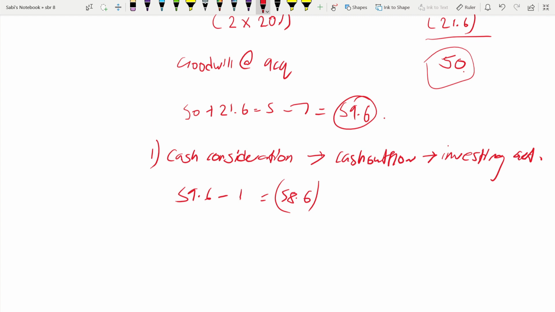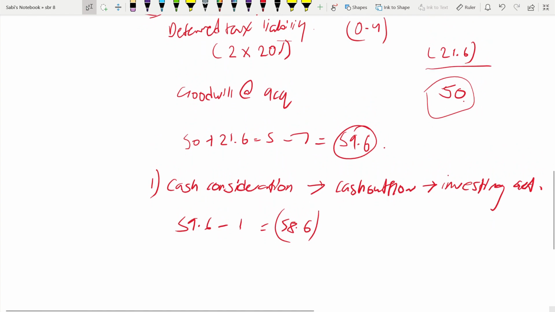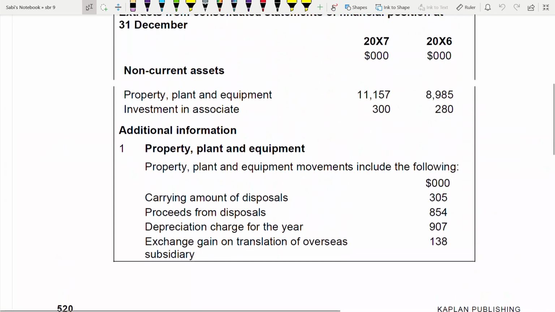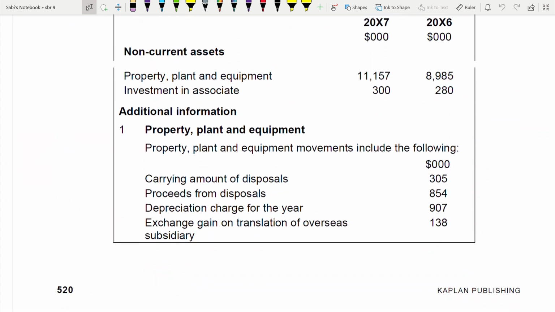Okay, so now we will be doing the last question, that is test your understanding 9, where we'll be dealing with foreign exchange gains and losses. The last question for this lecture, test your understanding 9, which will be having the foreign exchange. So here you have been given the statement of profit and loss, the statement of financial position, and some additional information regarding PPE, carrying amount of disposal, profit on disposal, depreciation, exchange gain.